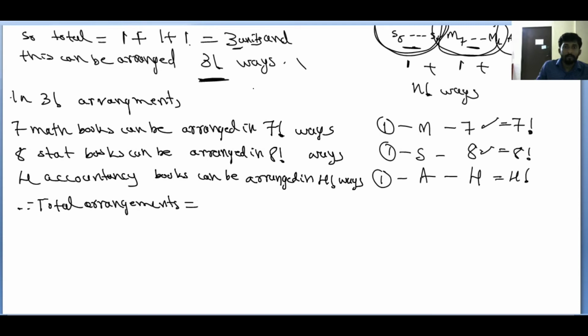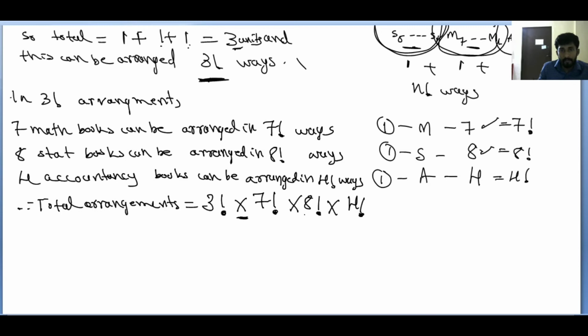is equal to, first you are doing single units, okay, 1 single unit plus 1 single unit plus 1 single unit, 3 single units. Those single units can be arranged in 3 factorial ways, and in those, 7 maths books are there, that you can arrange in 7 factorial ways, and 8 stat books are there, right? Those stat books can be arranged in 8 factorial ways, and 4 accountancy books are there, those can be arranged in 4 factorial ways.